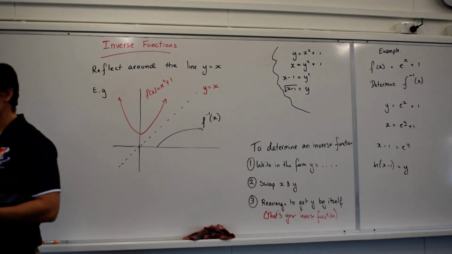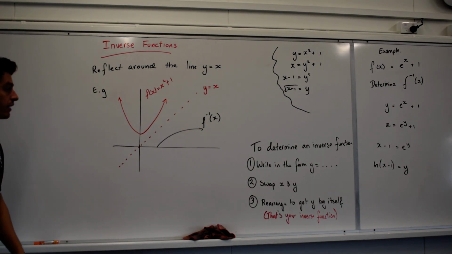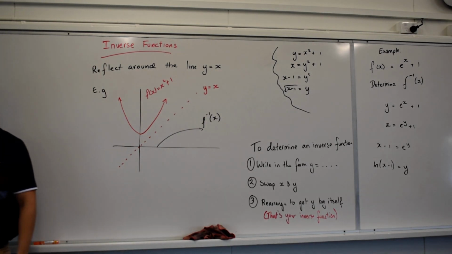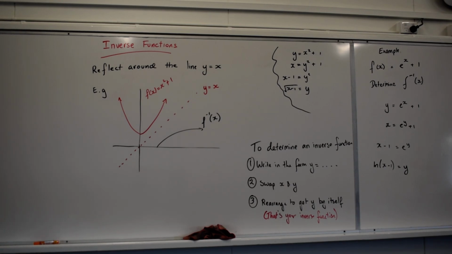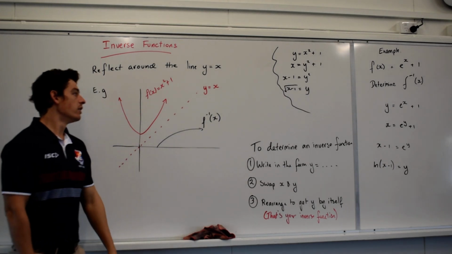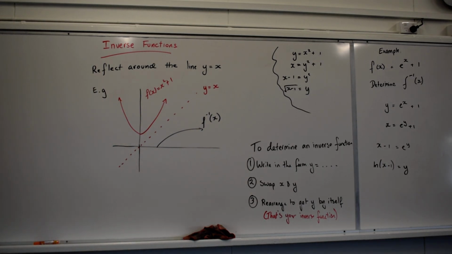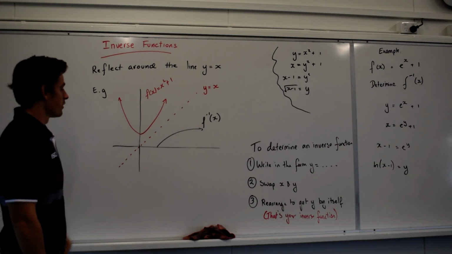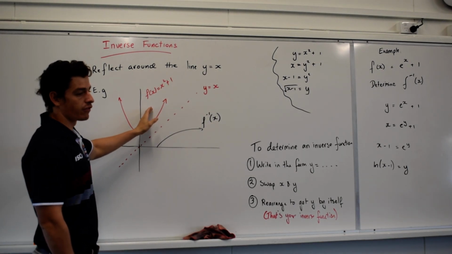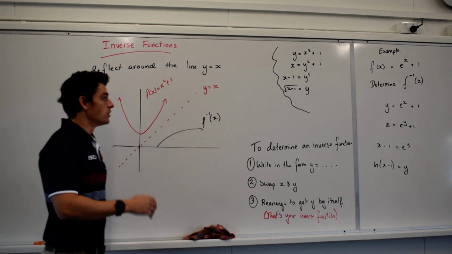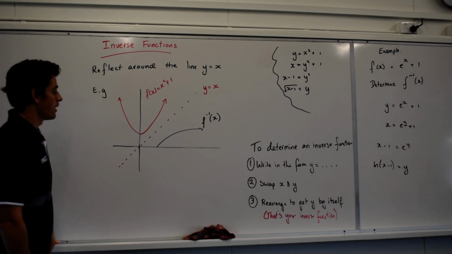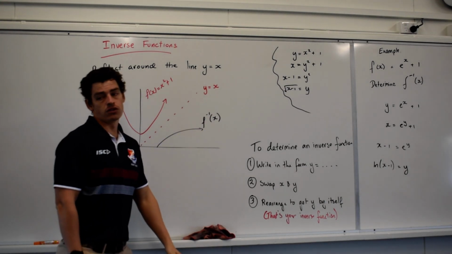So inverse functions are essentially a way of creating a function that is reflected around the line y equals x. It cuts our Cartesian plane in half with our straight line there. For our inverse functions, we're trying to find the function that will replicate this function reflected around that line. I've given us a function to start with, x squared plus 1, and I've drawn the inverse function there.